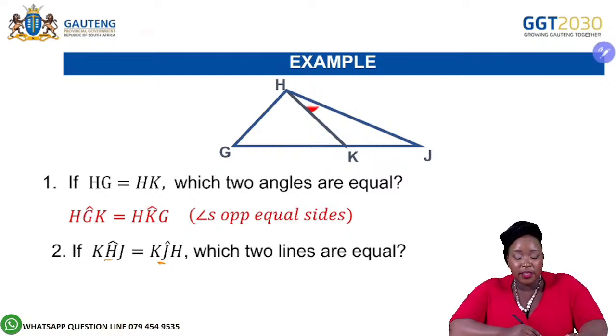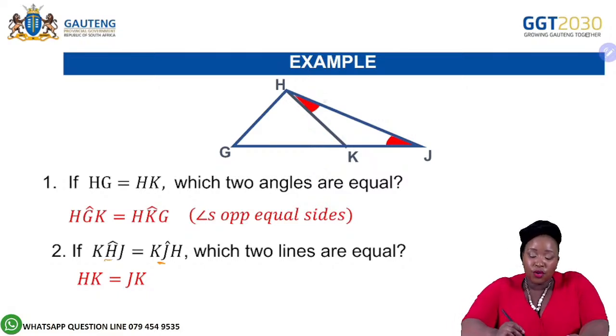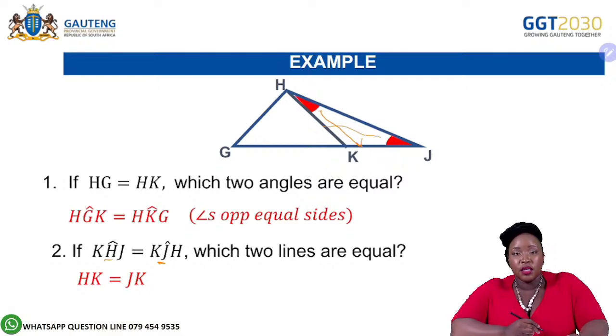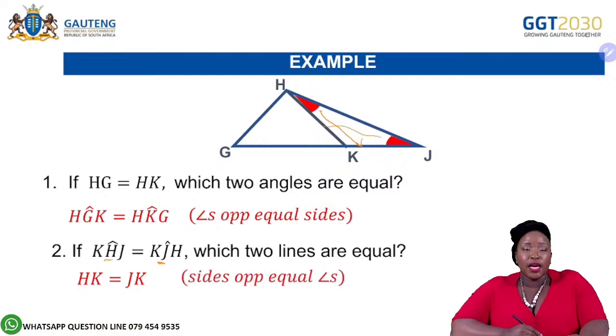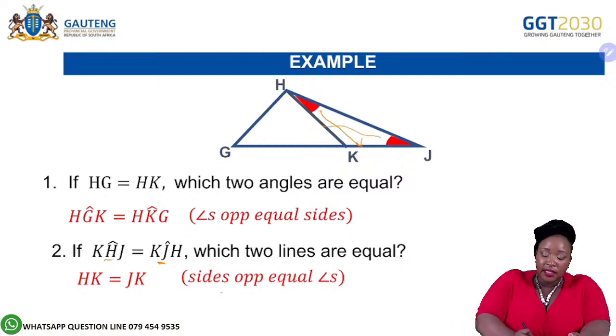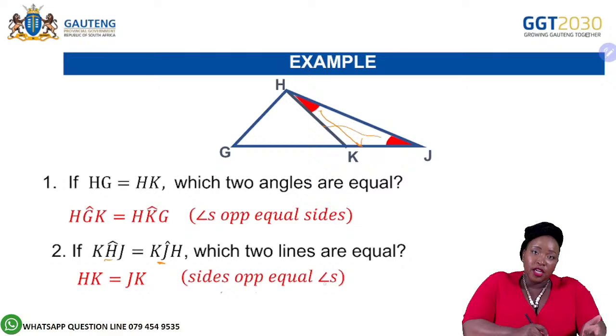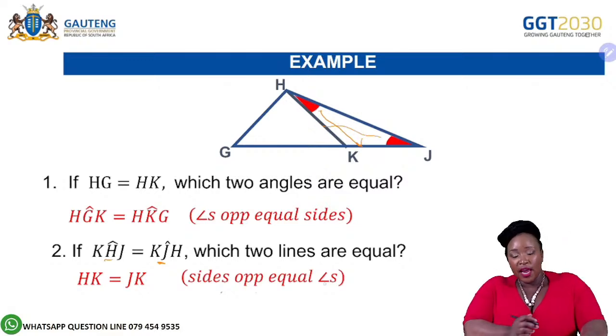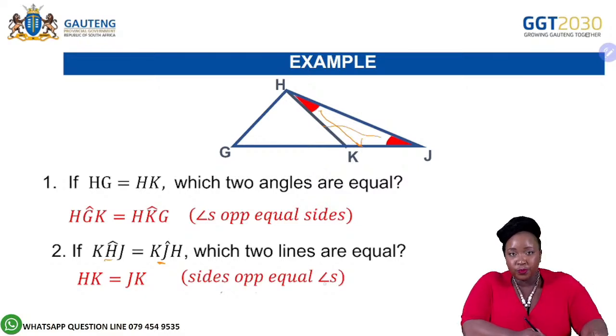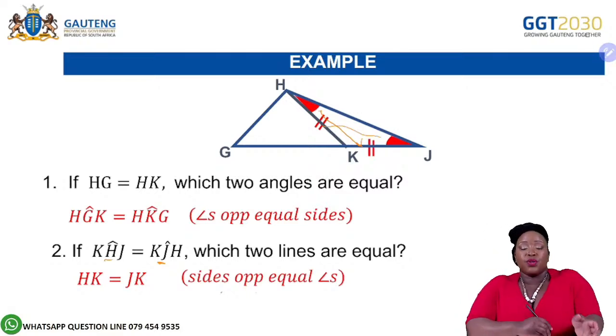Right, so your equal lines in this case, once you've identified the two angles, it should be quite easy because you just look for the lines opposite these angles, right? You look for the lines opposite these angles, and that will be HK and JK. And do you see the reason? You say these are sides that are opposite equal angles. So if you're given sides, your reason will be angles that are opposite equal sides. If you are given angles, you say sides that are opposite equal angles. Okay? Right. So there we've indicated our two equal sides.